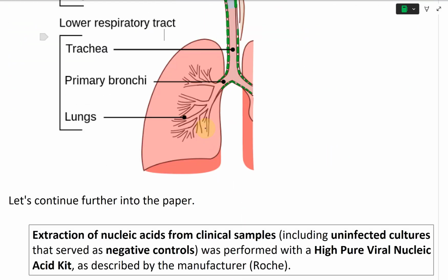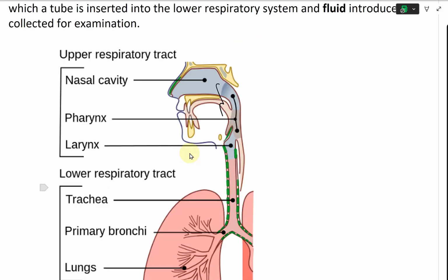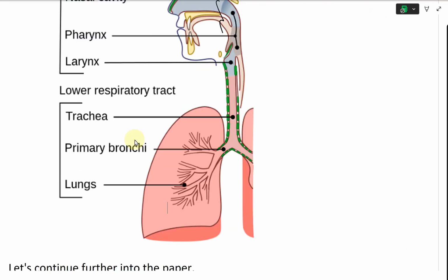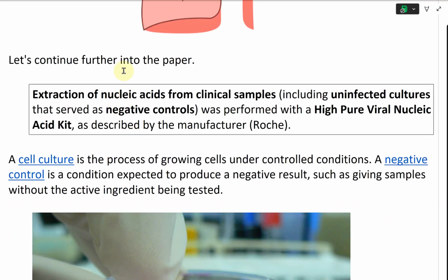So you pump it all the way inside here, and then you get the fluid out. Just a pretty invasive technique there. Continuing further. So let's continue further in the paper.